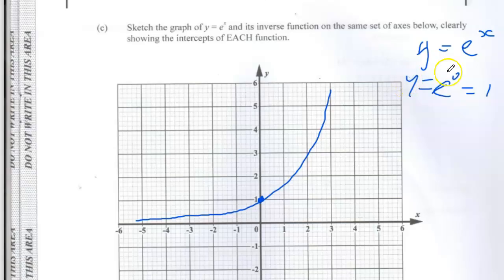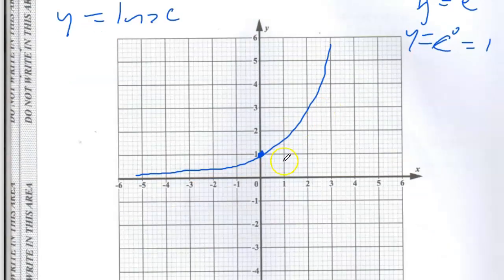And the inverse of y equal e to the x, we should know, is the graph of log x. And by the way, one thing about a graph and its inverse: the inverse of any graph is basically a reflection in the line y equal x. Let me draw the line y equal x. It goes through 1, 1, 2, 2, and of course you have a straight line. So the inverse graph is always a reflection in the line y equal x.